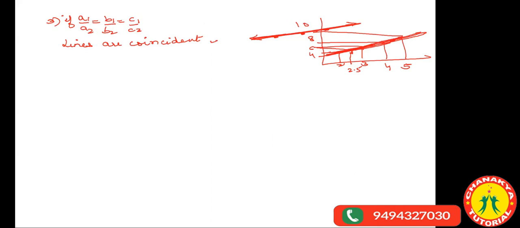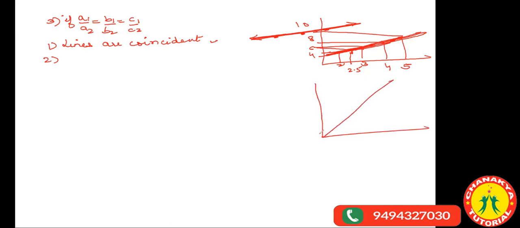Understood, beta? Coincident line? Yes, ma'am. Okay. Ma'am, can you explain that again? Yes. Coincident line means, suppose this line is there. One line you have drawn like this. Okay. See.